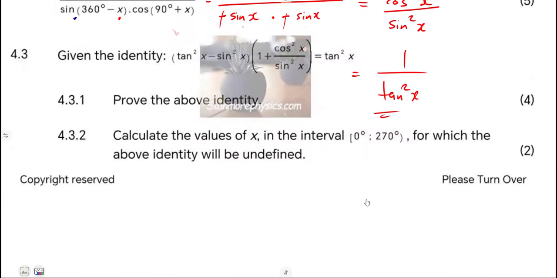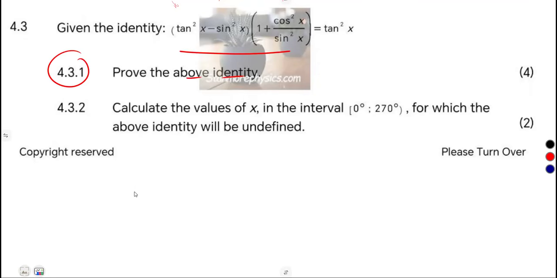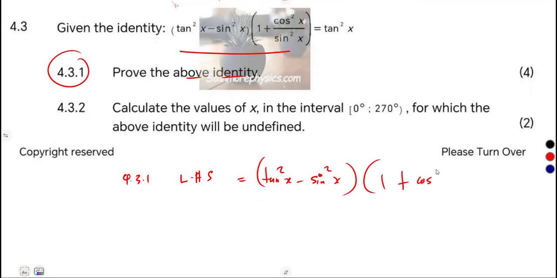All right. Then let us consider 4.3. Given this identity, 4.3.1, we are supposed to prove it. Prove the above identity. So I'm just going to focus on the left-hand side, where it is much more complicated. The left-hand side is equal to tan squared of x minus the sine squared of x, all right, into 1 plus the cos squared of x over the sine squared of x.